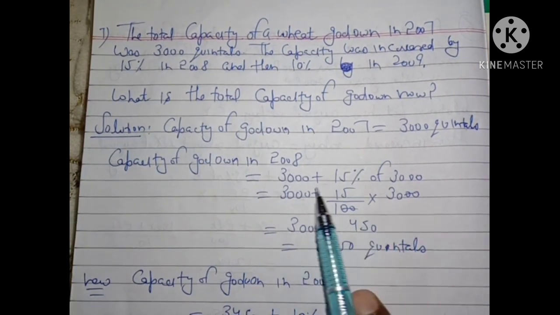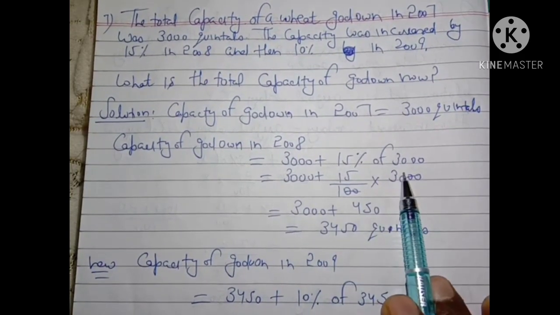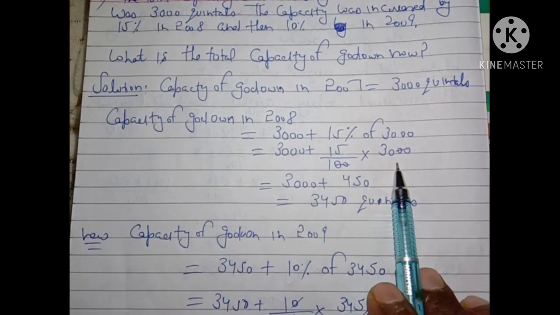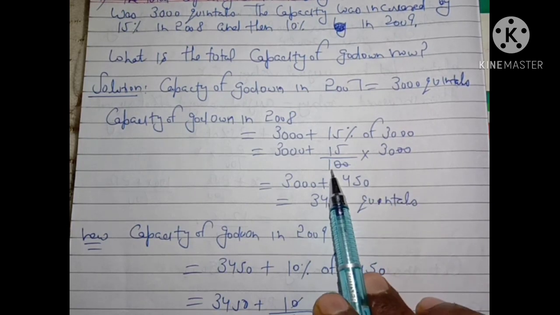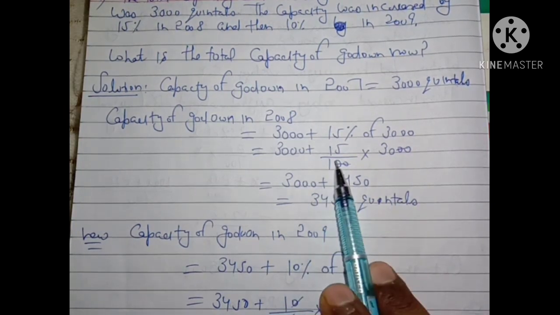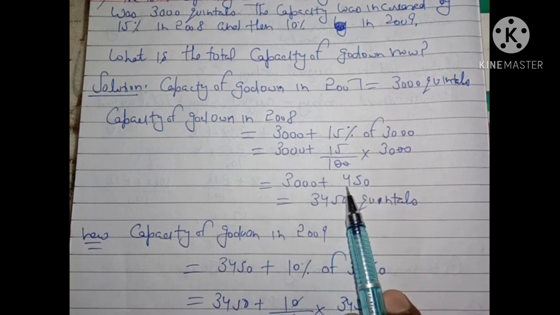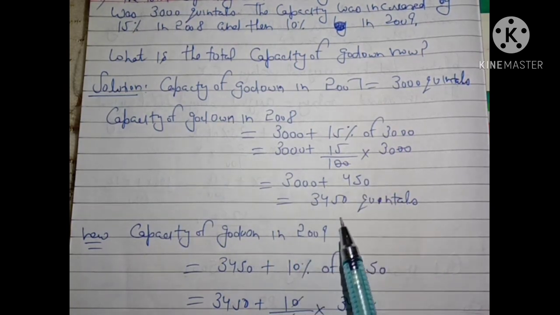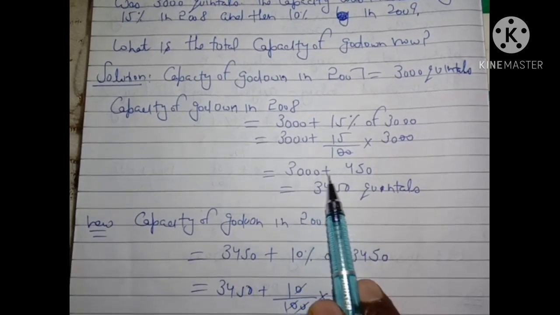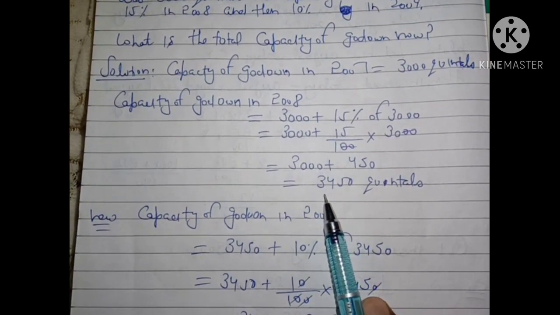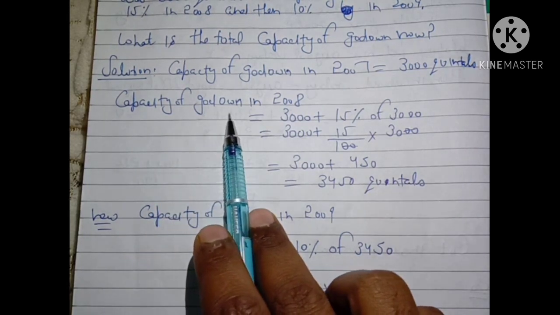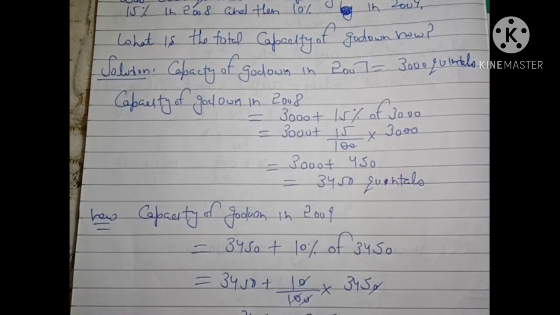So it will become 3000 plus 15% of 3000, which is equal to 3000 plus 15 over 100 into 3000. This 0 and this 0 are cancelled, and now you can see 3000 into 5 is 450. Wait: 15 into 30 is 450. So the total value is 3000 plus 450. After adding these two values, it will become 3,450 quintals. So the capacity of the godown in 2008 was 3,450 quintals.